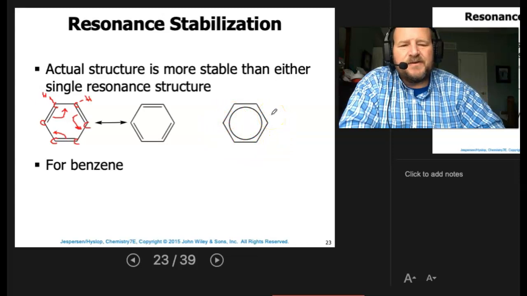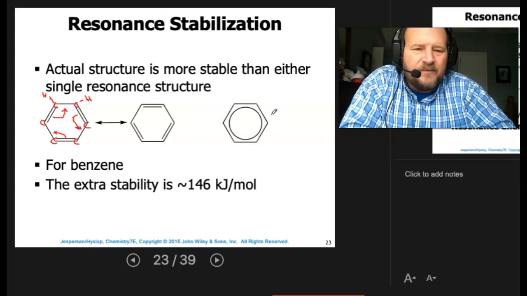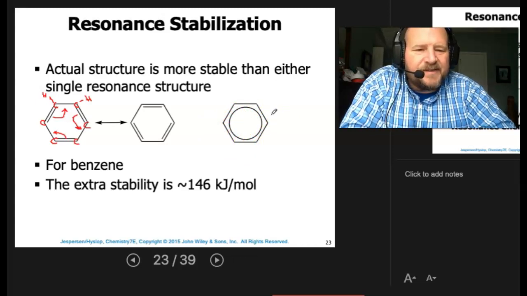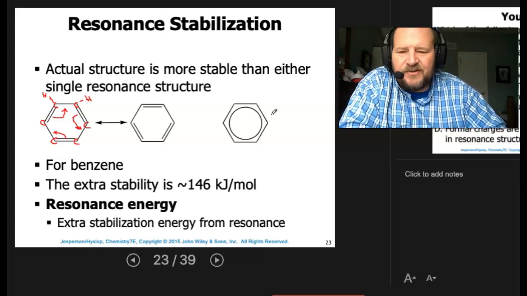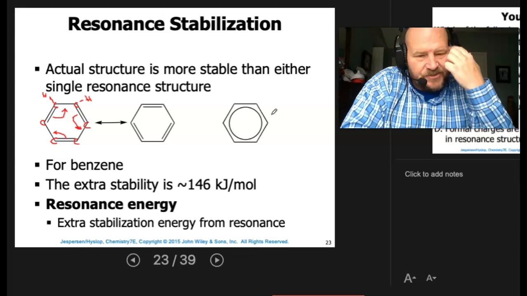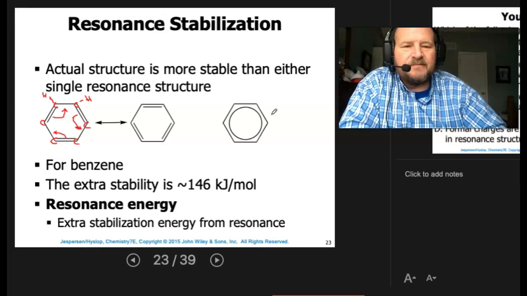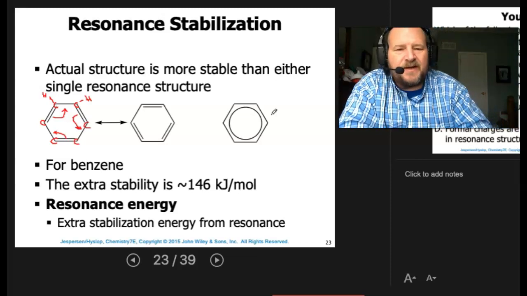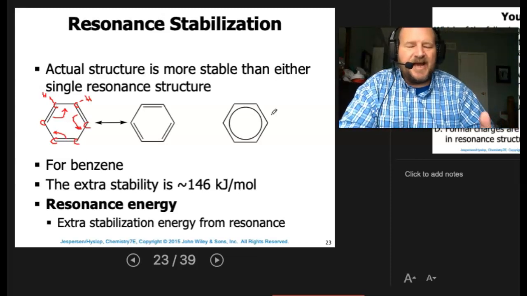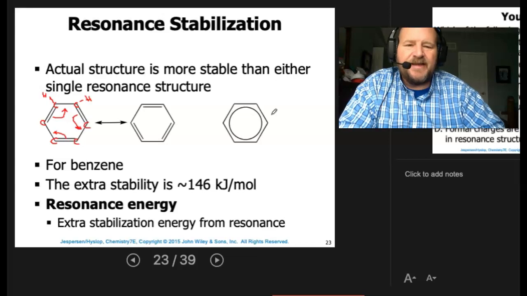Okay? So for benzene, the extra stability works out to be about 146 kilojoules per mole. And we refer to that as the resonance energy. So this is extra stabilization energy from that resonance. Don't worry about where that number is coming from. Just understand that because of the resonance structures, we actually have extra energy in that molecule.